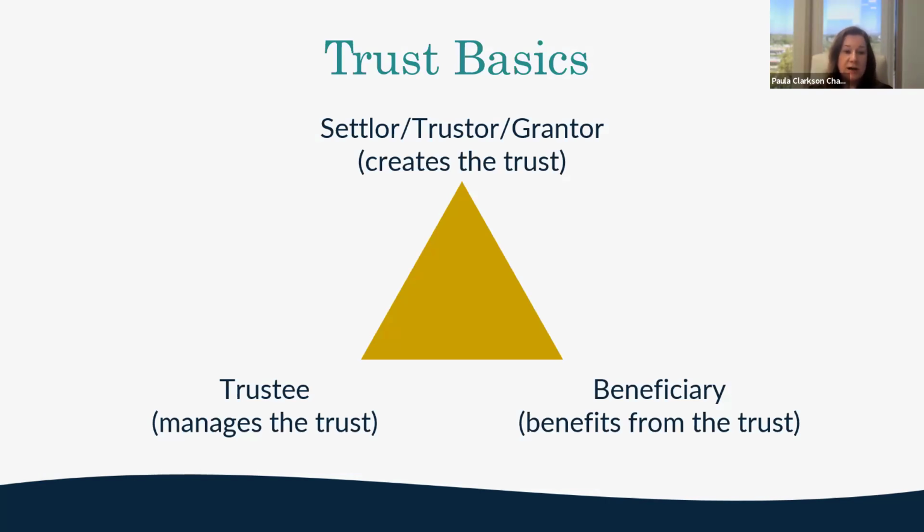Then you have the beneficiary who benefits from the trust. During the person's lifetime, the settlor and the beneficiary are often the same person. They're the ones that benefit. Now that the person has passed away, there are different beneficiaries, whether they be charities, family, friends, and so forth. The trustee is the person who manages the trust. And like we said from the beginning, the person who creates the trust will probably be all three roles. But when they pass away, they will continue to be the settlor, trustor, grantor, but the trustee and beneficiary will change.